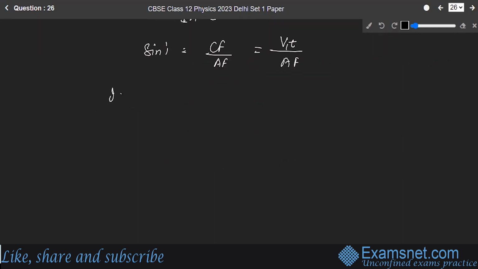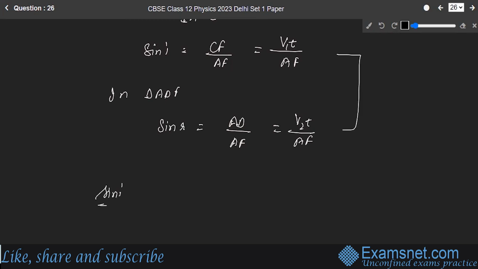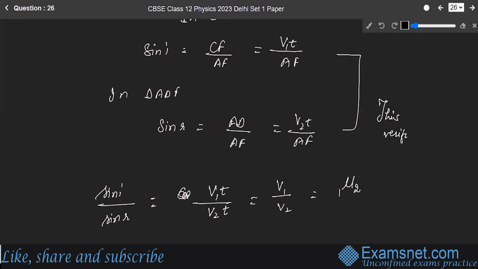Similarly, in the triangle ADF, you have sine R is equal to AD upon AF, which is equal to V2T upon AF. Let's divide both of these equations. You have sine I upon sine R is equal to V1T upon V2T. So this will be V1 upon V2. This is the refractive index of 2 with respect to 1, and this verifies your Snell's law.